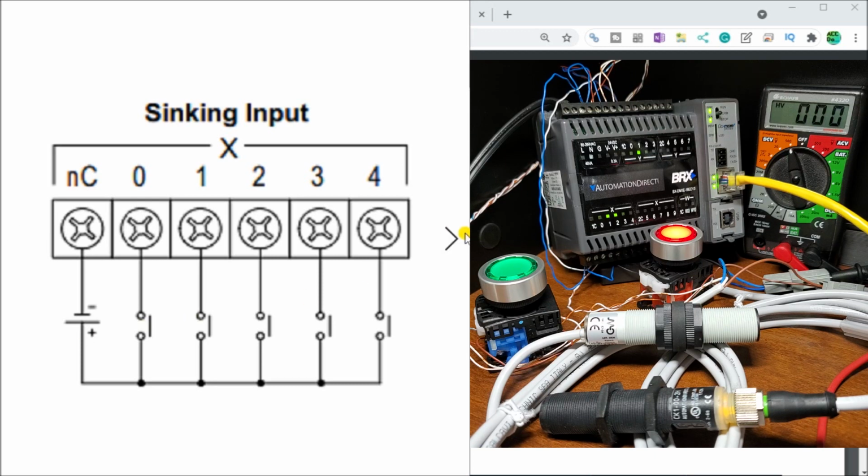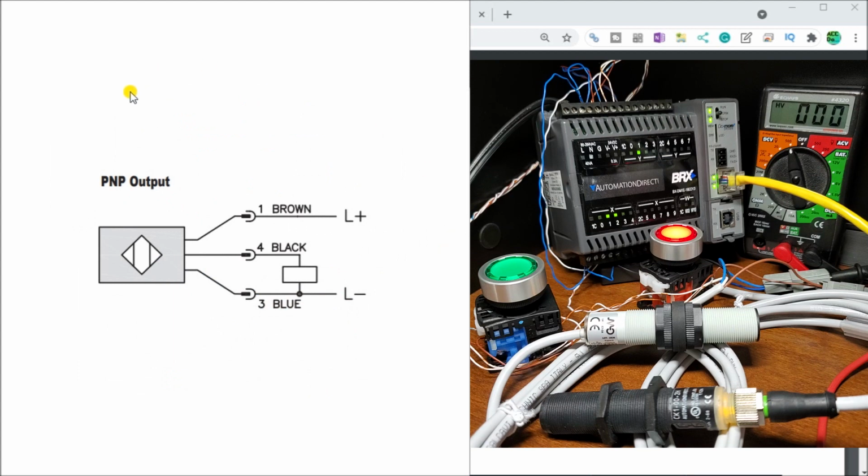So if we were to look at a PNP sensor, you can see that my load appears between my black wire and my blue wire. So to my load, I am sinking this, but on my switch, which is located here, I'm actually sourcing it to the brown. So that's how you determine between sourcing and sinking, NPN, PNP. And it's just a matter of how it's wired.